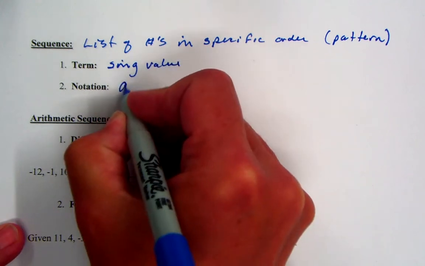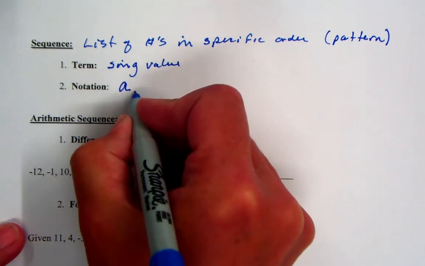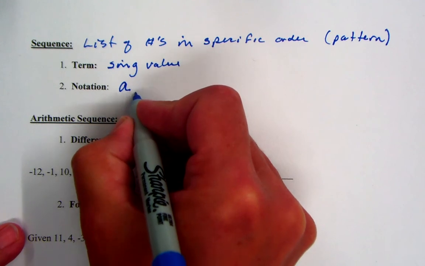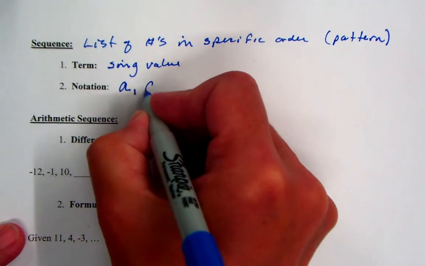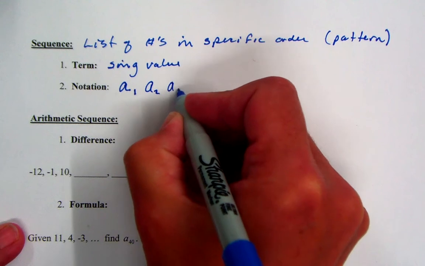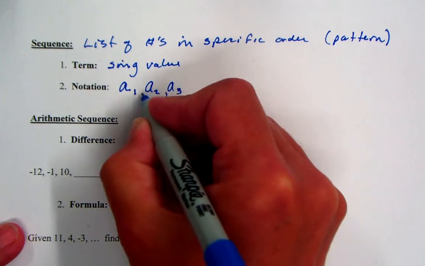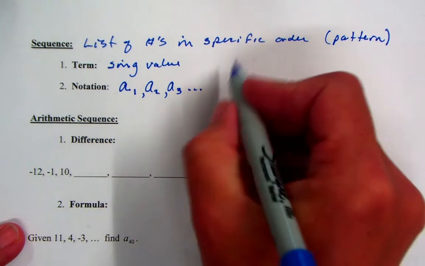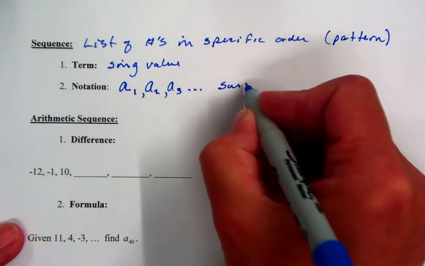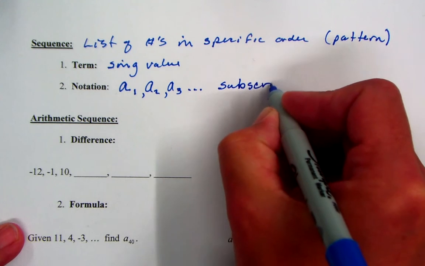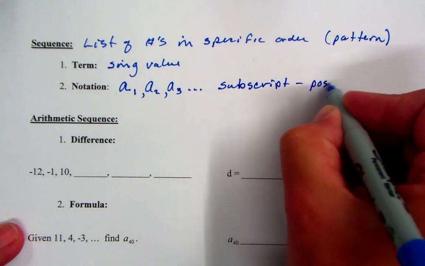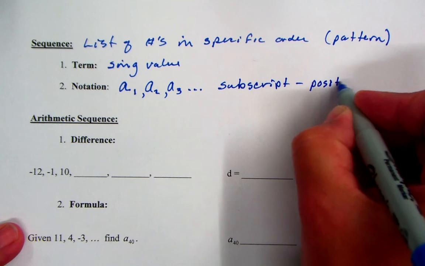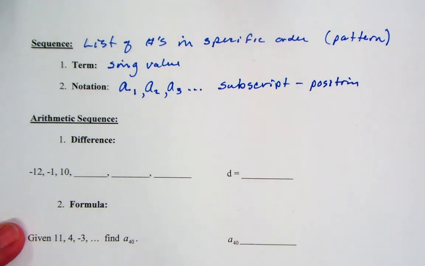and we denote it with the small letter a, and then the subscript tells me what position. So my first position would be A1, my second position would be A2, or my third term would be A3. We just put commas, and those 3 dots means that this pattern would go forever. So the subscript is what we call that little number down there. It represents the position the value is in the sequence.